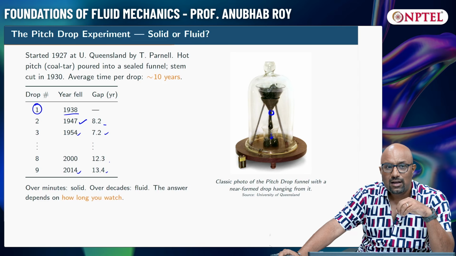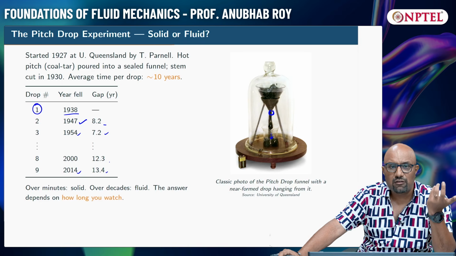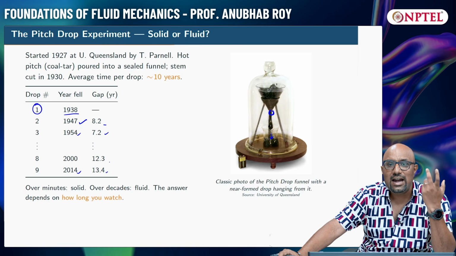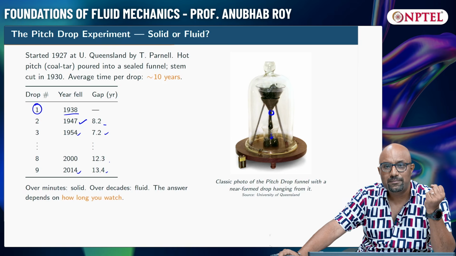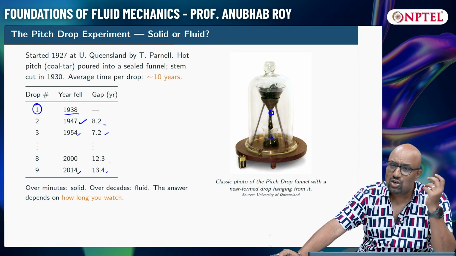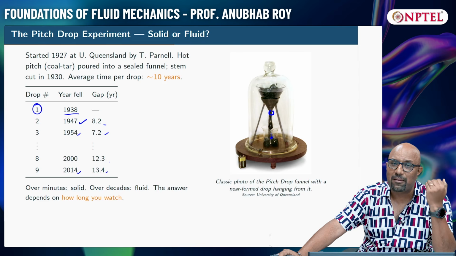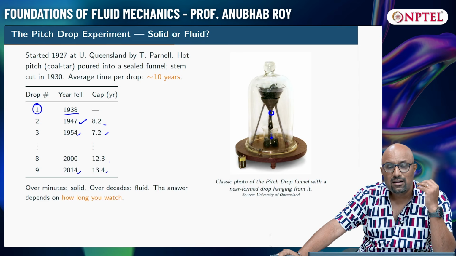Here the object, if you were just performing an experiment and you were saying that due to gravity, what happens to this pitch? If you observe it over a few days, nothing happens. If you observe it over a few months, again nothing happens. It behaves like a solid in that particular case. In this case, a very highly viscous solid. It's only when you observe it over decades, which is a long period of time, but still something that we can jot down and make notes of the data, you observe it behaving like a fluid.